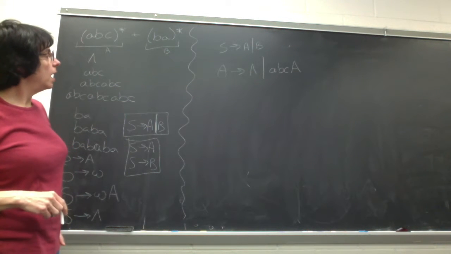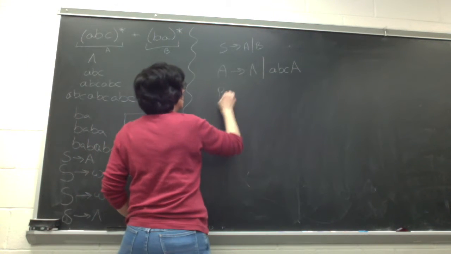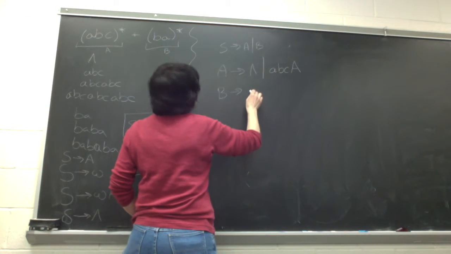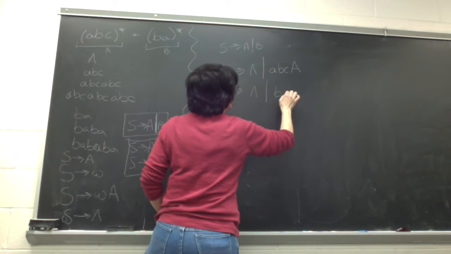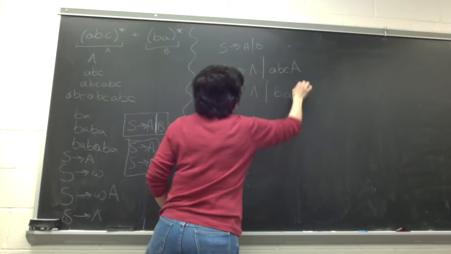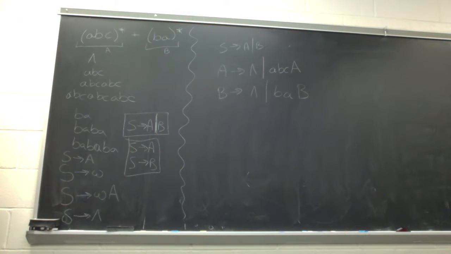All right. And now I need to do the B, and I think the B is equally straightforward. So B goes to what? Lambda or BA B. So far, so good? Okay. So that's a regular grammar. I think, did we catch everything? I think we did. Okay. That's a regular grammar for this language.